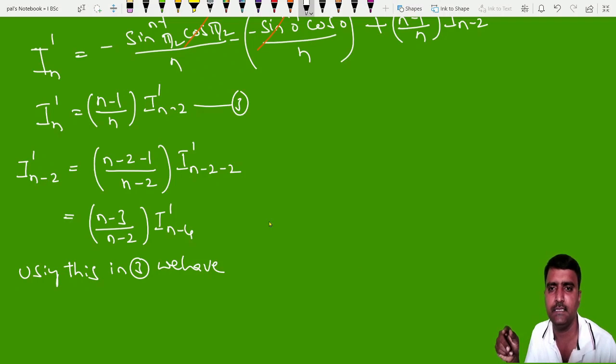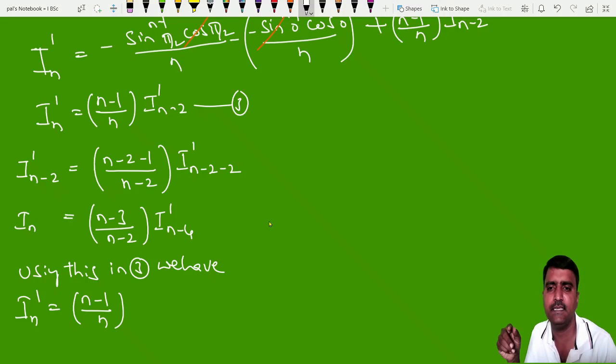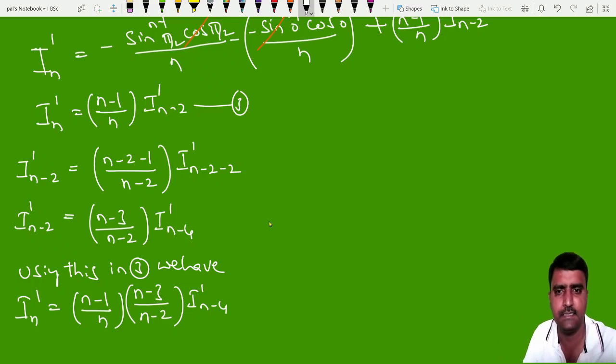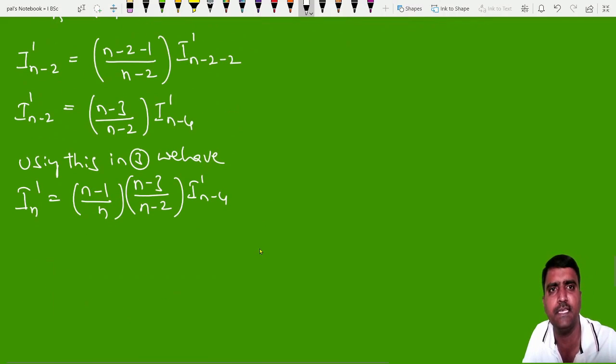we have that I n dash is equal to n minus 1 by n into what is I n minus 2 dash? I n minus 2 dash is n minus 3 by n minus 2 into I n minus 4 dash. Yes, if you go on continuing like this, again find I n minus 4th dash, and again find I n minus 6th dash, and finally substitute this one.